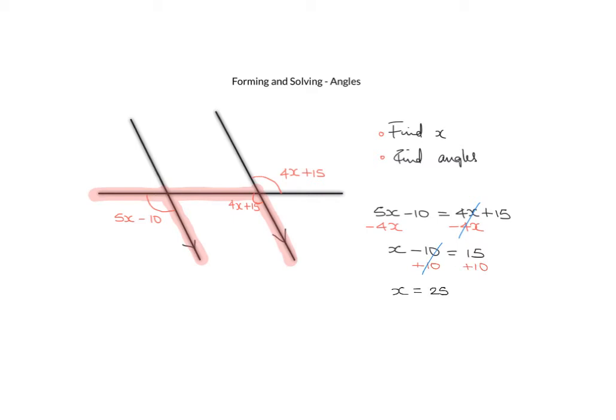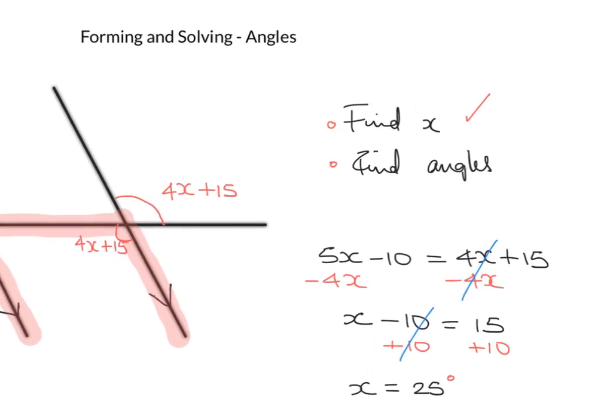So now I've solved the first part of the question. I have found x to be 25 degrees. Now that I've got x, I can look at the other parts of the question, like for example, find the angles. If I want to find this angle up here, let's zoom into that a little bit. In order to find that angle, I need to swap this x for the number 25.